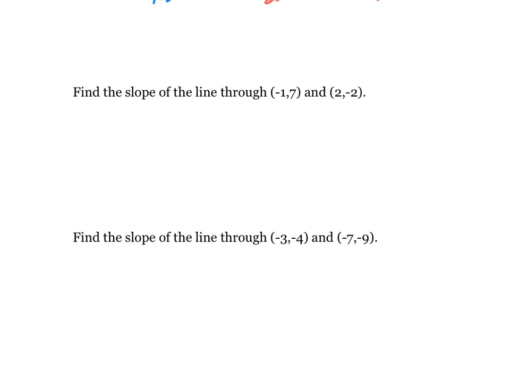Here's where it gets fun, because now I have some negative signs in the points. You just need to be careful. Take your time. Don't rush this. So remember, this is x1, y1, and this is x2, y2. I'm just writing those above those points to keep them straight. If that helps you, you could do that too. So remember, I'm going to take y2 and subtract y1, and then x2 minus x1.